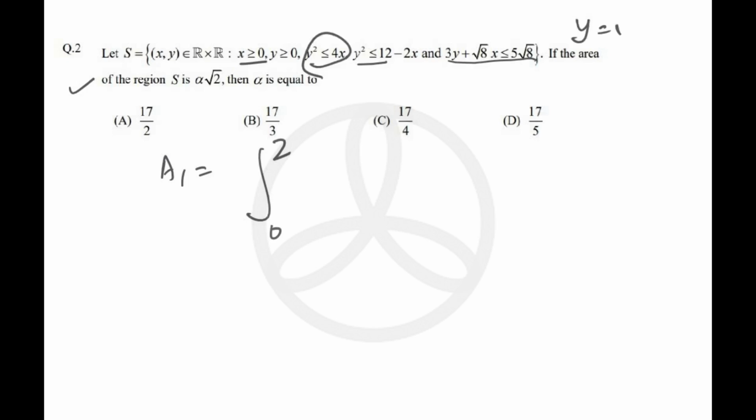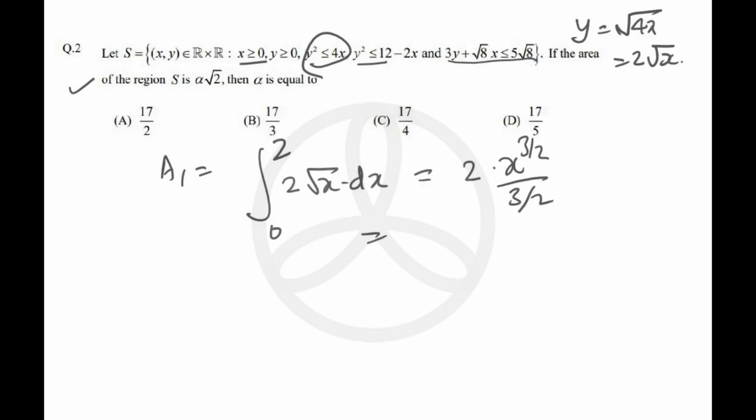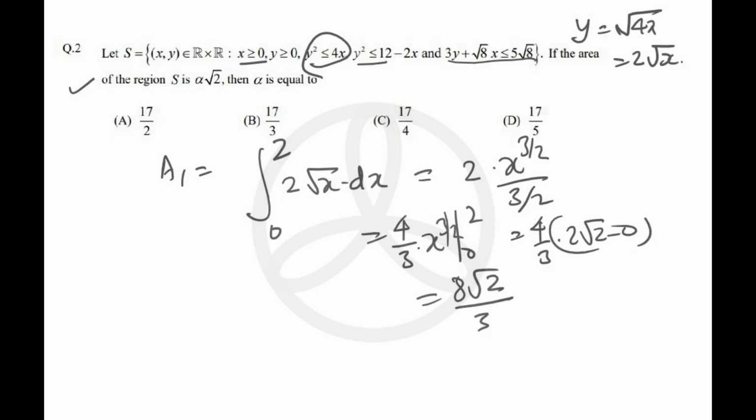y is equal to square root of 4x, which will be 2 square root of x. The integral of 2 square root of x dx will be 4/3 times 2 square root of 2 minus 0. Actually, friends, if anyone applies his mind, we have already arrived at our answer. We need not do any further calculation for this.